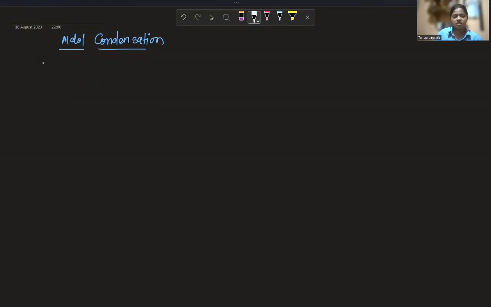Let us see first what aldehydes and ketones are. Aldehydes have the general formula R, C double bond O, H, and ketones have the structure R, C double bond O, R. So in the aldehyde group there is one R group and on the other side we have hydrogen. In the ketone group there are two R groups. These R groups can be same or different.